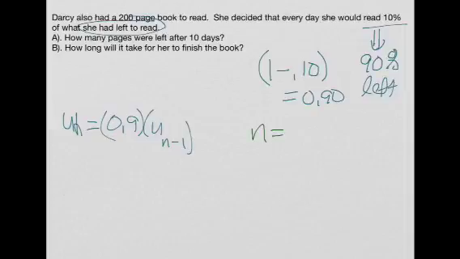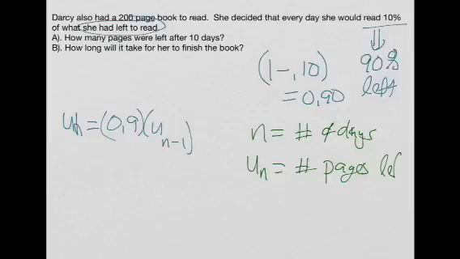Again, what do these variables mean? N is still going to be the number of days. But the big difference in Darcy's sequence is her U sub n is the number of pages left. Since she's reading 10% of what she had left, she is taking the number of pages down by 10% each time. And that's why this one is doing that 1 minus 0.10. It is a decay function.